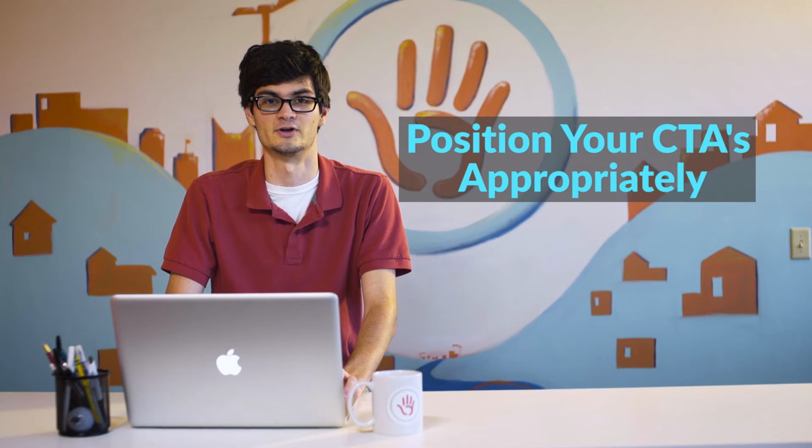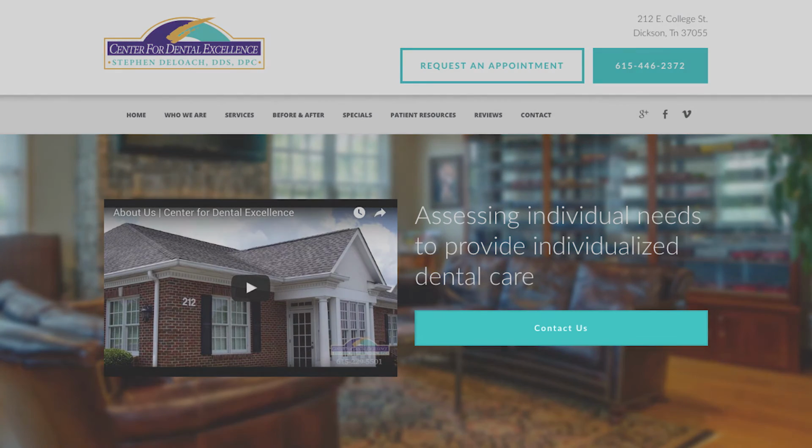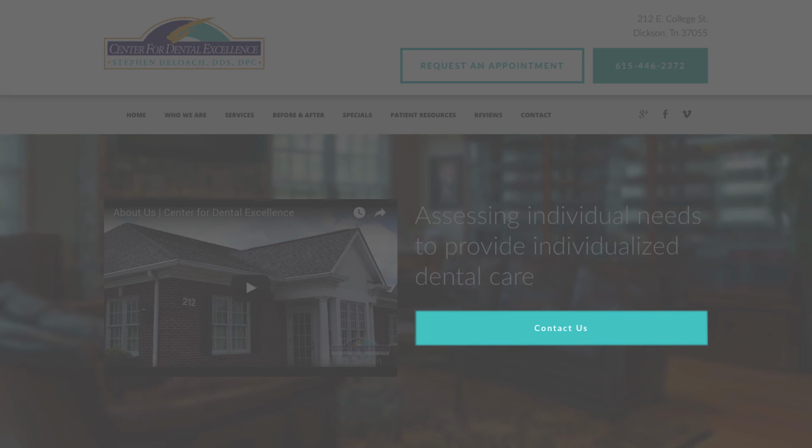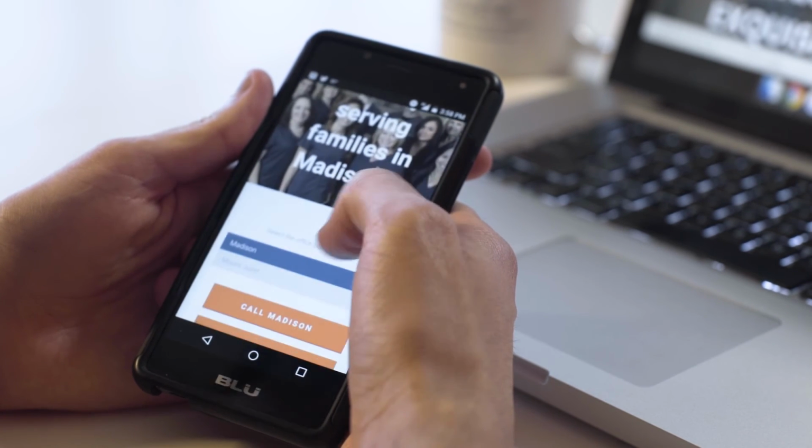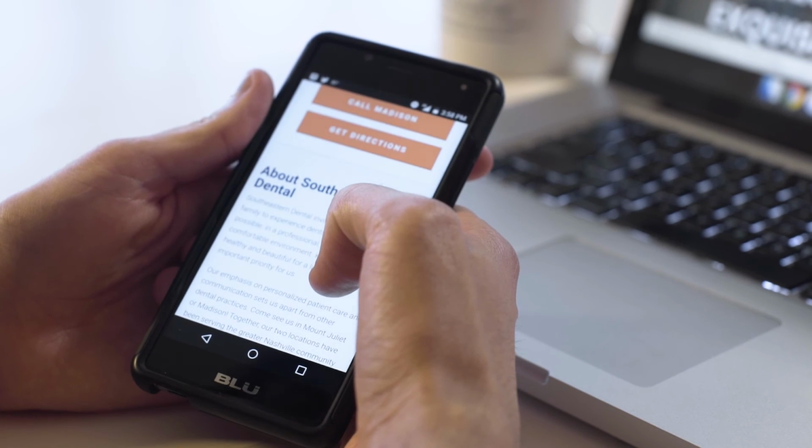The next thing you want to do is position your CTAs appropriately. CTA placement is absolutely vital. You can have the most well-designed CTA in the world, but if it isn't positioned appropriately, it doesn't matter, it won't convert. And let's not neglect our mobile users. You don't want them to miss your CTAs because they're having to scroll around the page a lot.